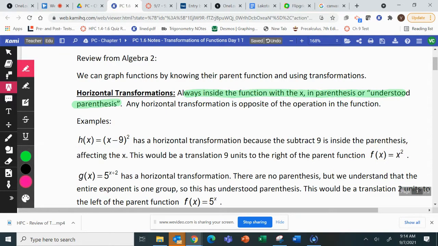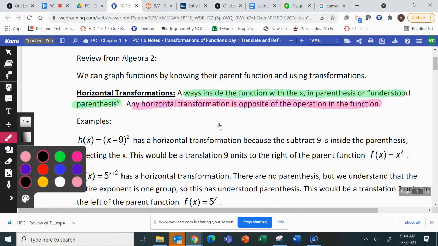And then the second part of horizontal transformations that you need to know is that any horizontal transformation is opposite of the operation in the function. So for the first example, x minus 9 squared, that has a horizontal transformation because it's inside of the squared. But because it says subtract 9, we actually do the opposite, which is add 9 when we go to use that transformation.